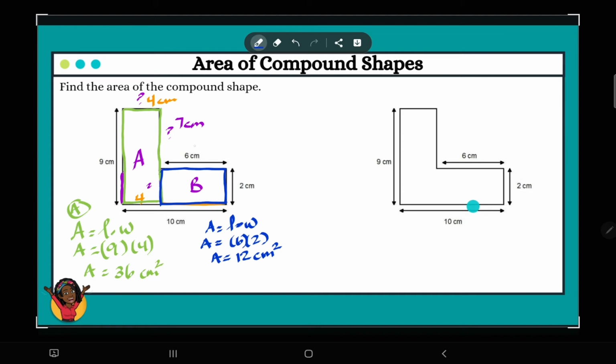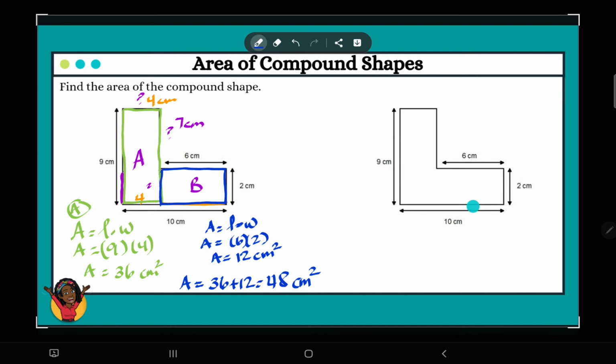Now to find the total area, I have to add both of these areas together. So the area is equal to 36 plus 12, which is 48 centimeters squared. So the area of this compound shape is 48 centimeters squared. Now let's take a look at it if I split it a different way. So here I split it vertically.